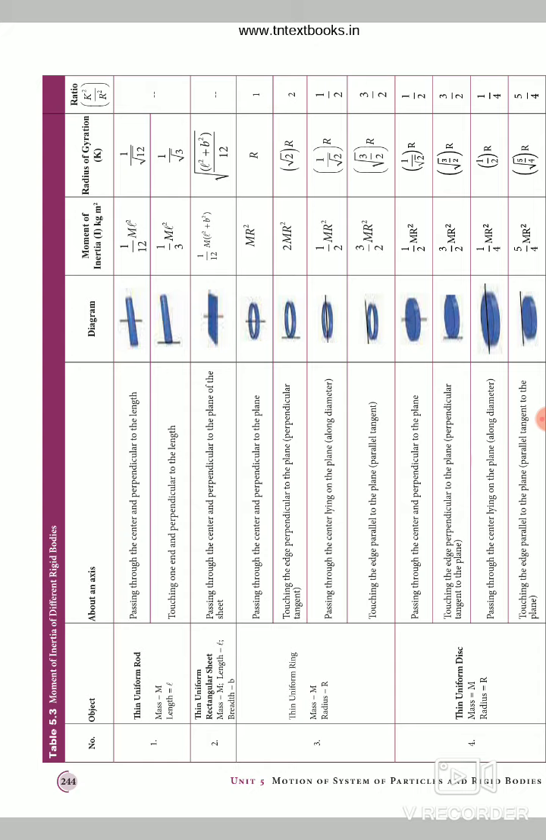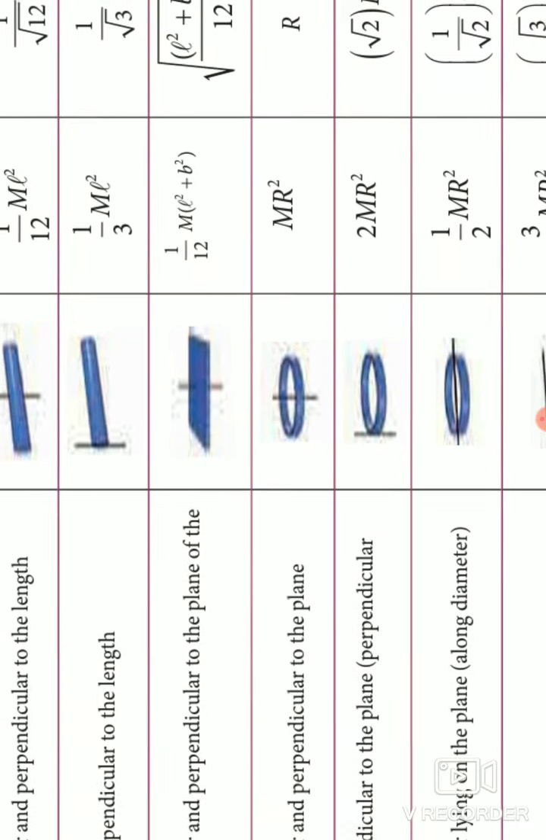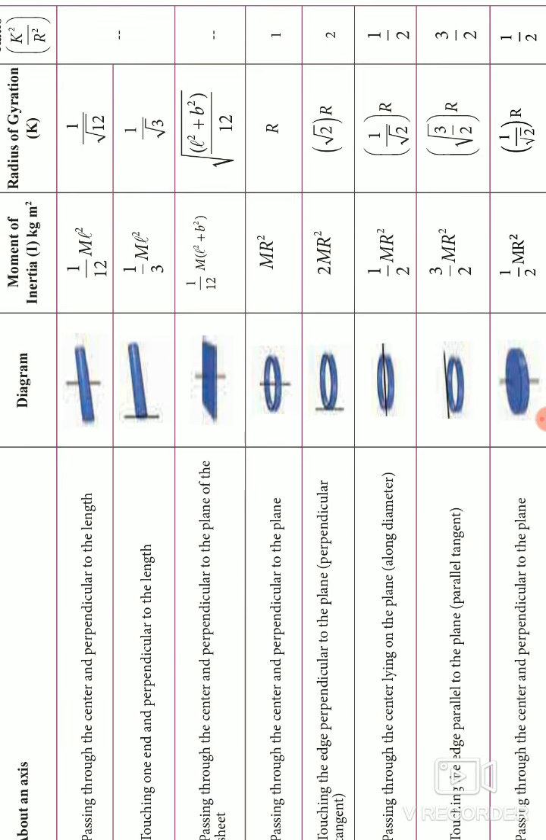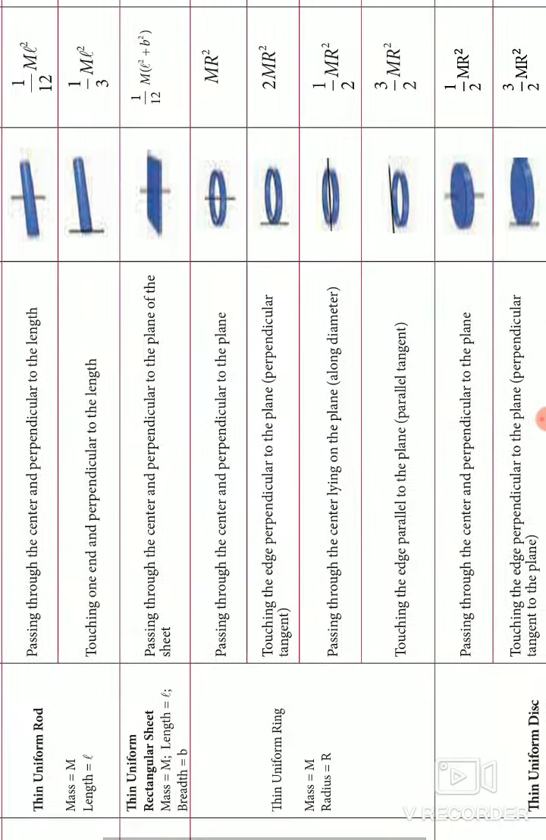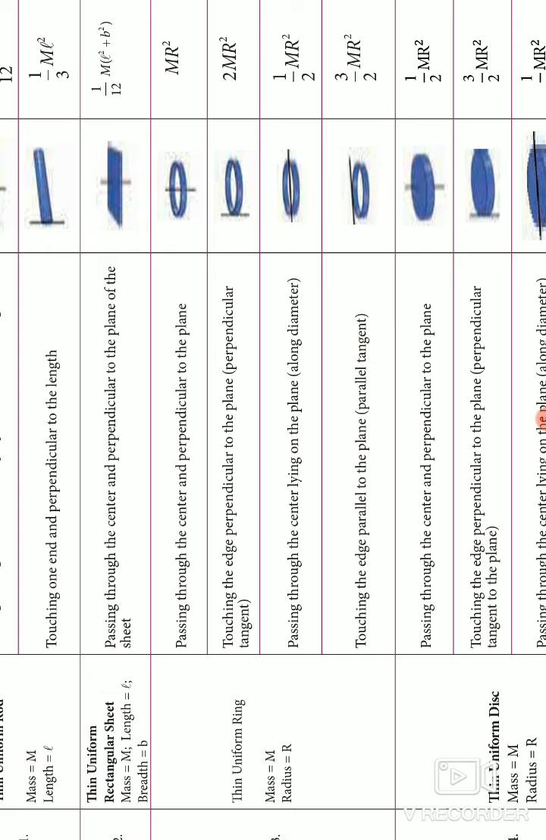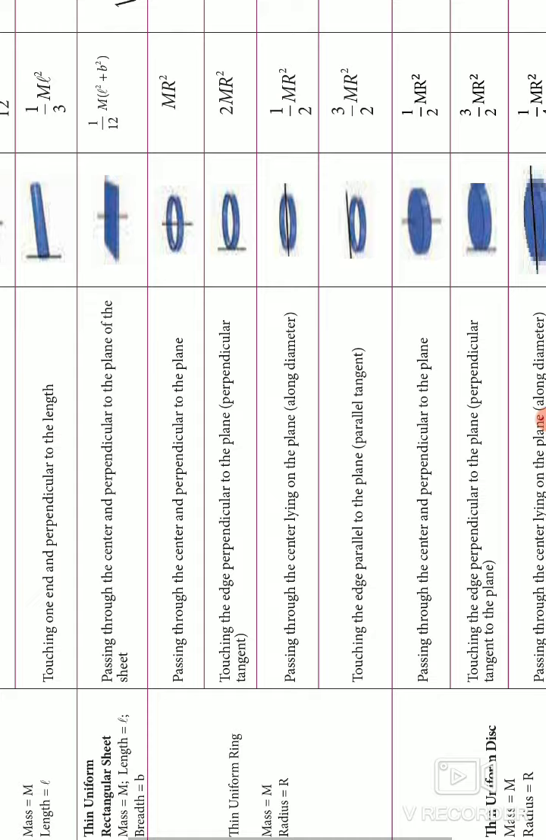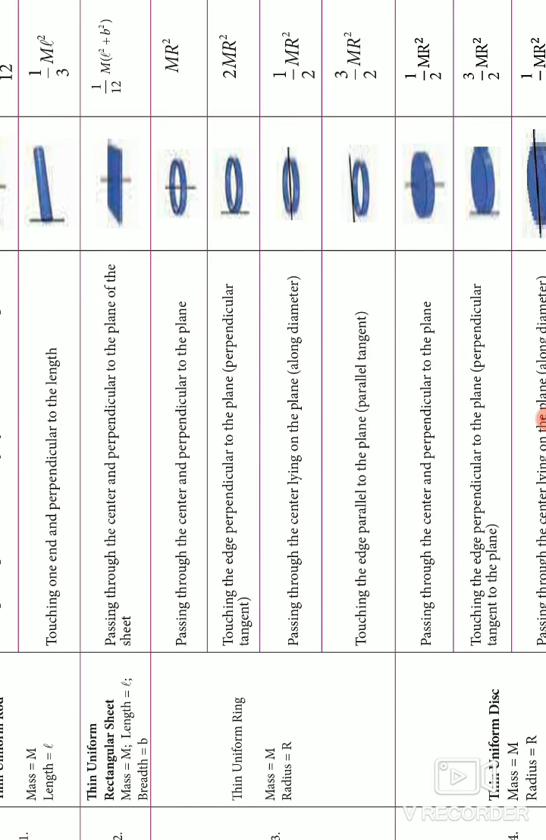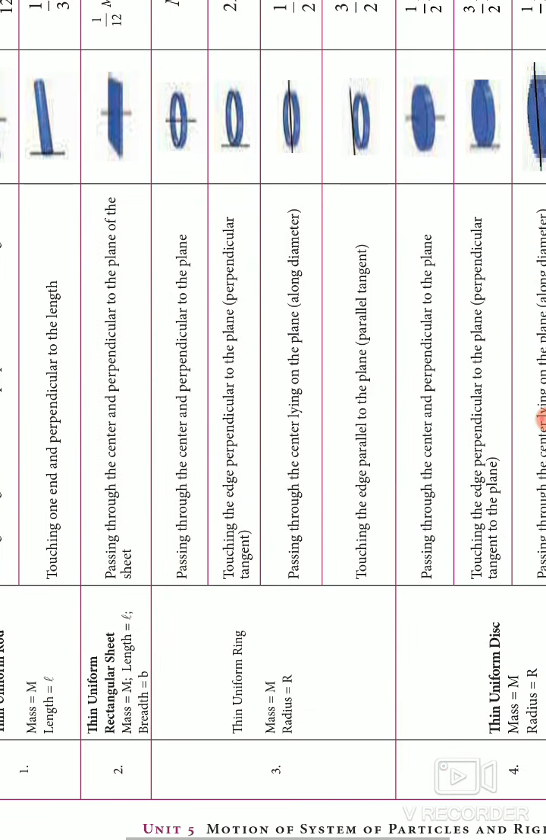And a thin uniform rectangular sheet about an axis passing through the center and perpendicular to the plane of the sheet. So I is equal to 1 by 2 m (L square plus B square). Radius of gyration k is equal to root of (L square plus B square) by 12. And a thin uniform ring about an axis passing through the center and perpendicular to the plane: I is equal to ml square and radius of gyration is r. And the uniform ring touching the edge, perpendicular to the plane, that is perpendicular tangent: I equal to 2 mr square and root 2 r radius of gyration.